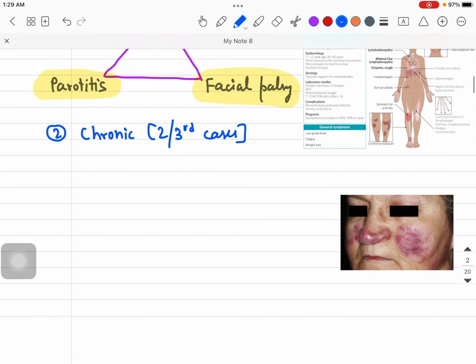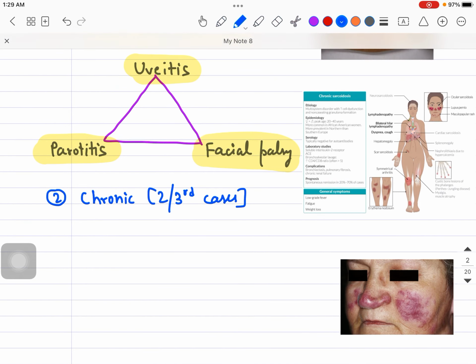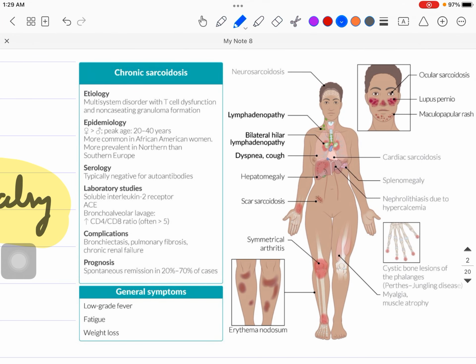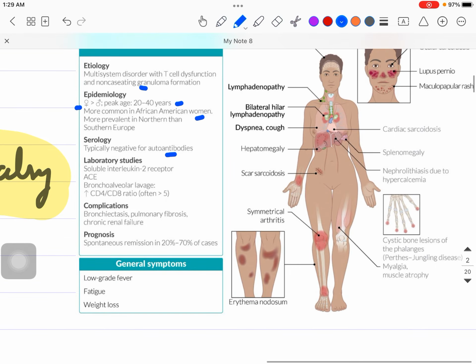So what will be the features of chronic sarcoidosis? Again, let's see this picture. Here you can see a multiple systemic disorder. I told you multiple systems will be involved over here. So T cell dysfunction, non-caseating granuloma and all. More common in females, 20 to 40 years of age, African American women. Autoantibodies are not present over here. What can you check?